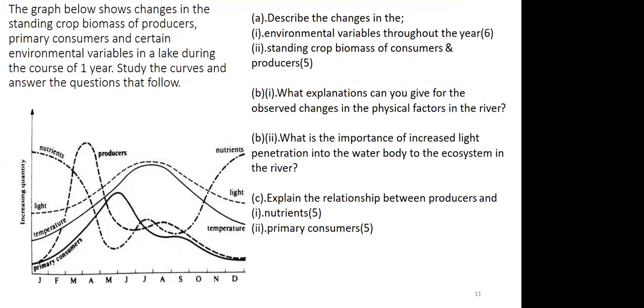And it's the same thing as the year goes to an end, that the light decreases from July to December. It decreases gradually because the nutrients are also increasing. And I think the producers will also be increasing, blocking the light again. That's what I think.